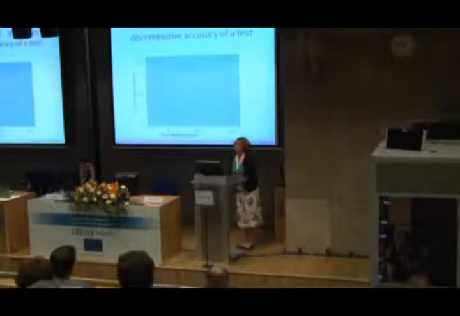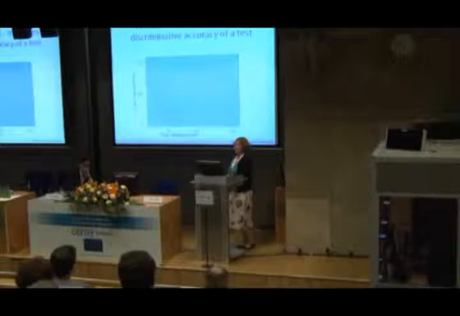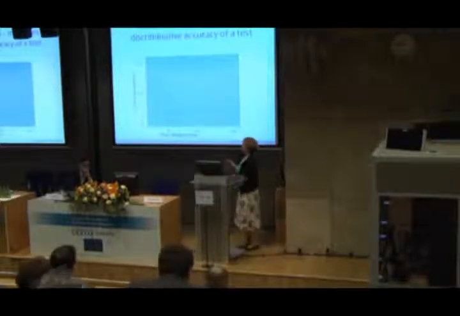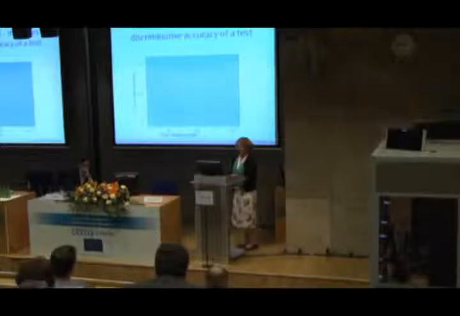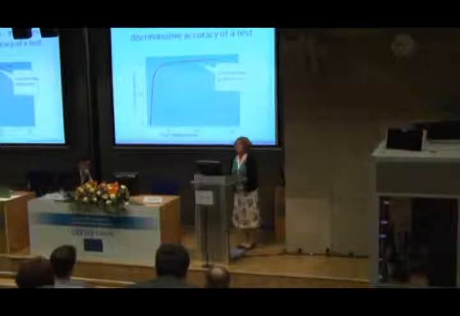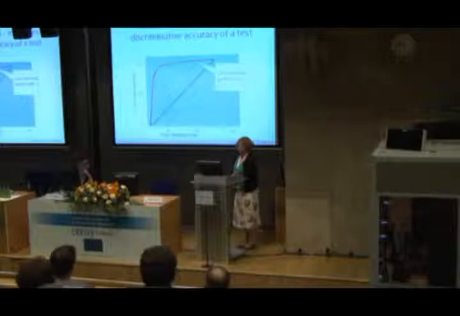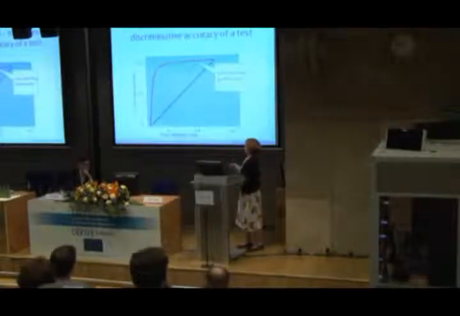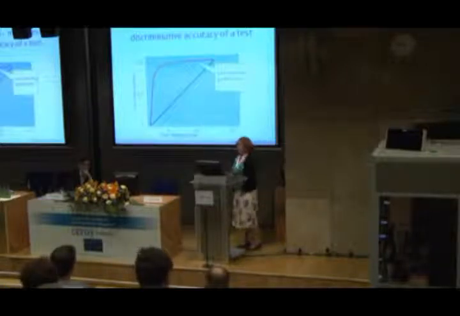We then go on to think what can we use to look at the discriminative accuracy of a test, and what's often used is receiver operating characteristic curve analysis. And this is a way of plotting the true positive rate on the y-axis against the false positive rate on the x-axis. And if you have a perfect discrimination between two tests, you'll get a curve that looks like that. Whereas if your test is no good at all, you get a line that looks like that, and that means that your test is just as good as tossing a coin.